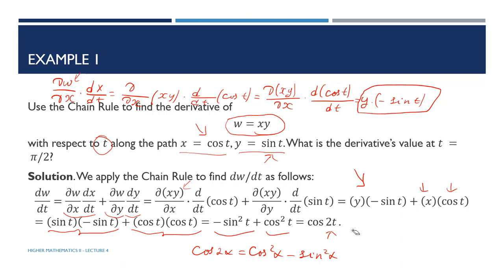Now what is left? The question says, use the chain rule to find the derivative of w with respect to t along the path x equals cosine t and y equals sine t. And here's the question: what is the derivative's value at t equals pi over 2? So I got the derivative here. Now I have to calculate its value at t equals pi over 2.